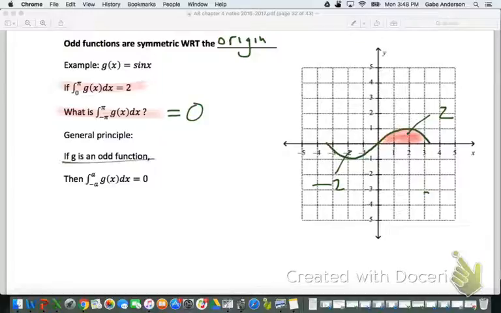So a general principle: if g is an odd function, then the integral from -a to a will always be 0. All right, we'll look at one final section here, section 4.6.